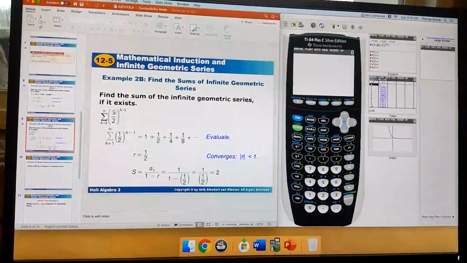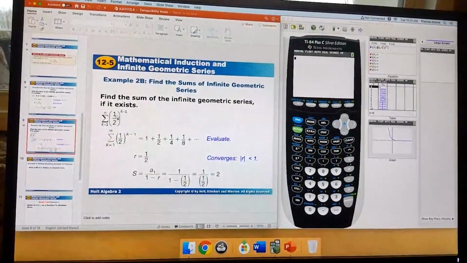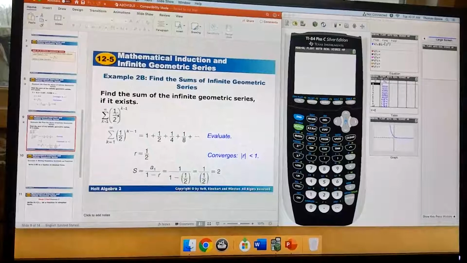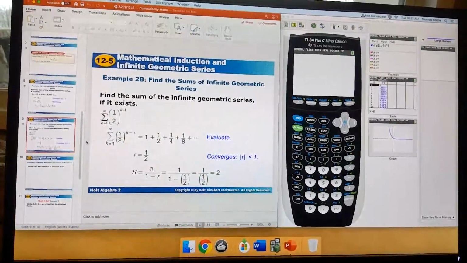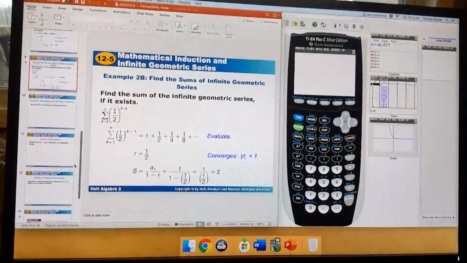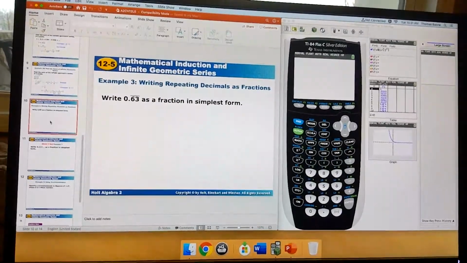Always make sure now, if the base of the exponent is bigger than 1, you can't do it, right? Because that's a diverging series. You got to be careful on those. Pay attention to that.